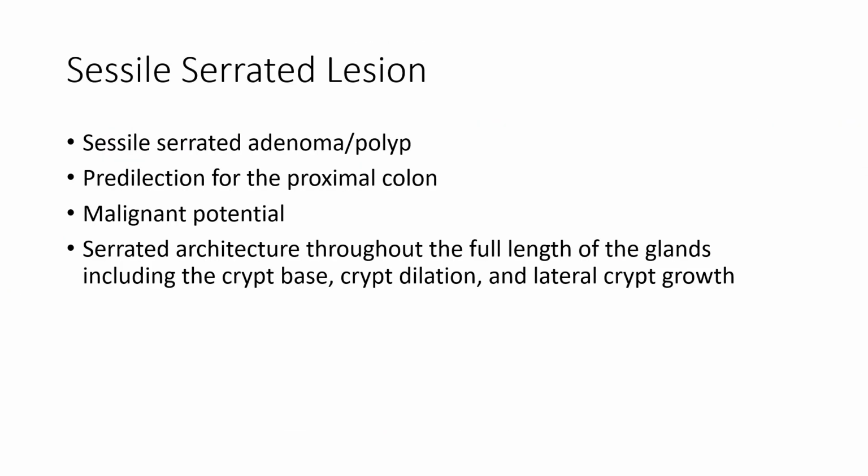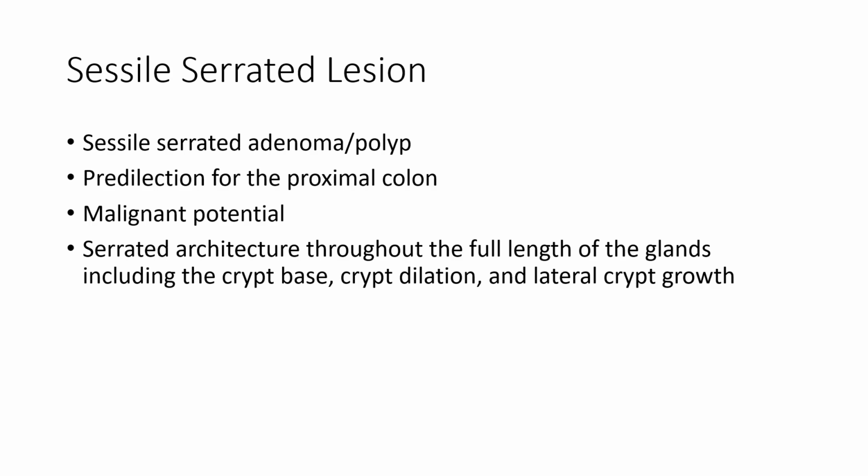Now we come to sessile serrated lesions. They are also referred to as sessile serrated adenoma/polyp. They have a predilection for the right colon, for the proximal colon. And if left within the patient and if they are large, they have an increased risk of developing into adenocarcinoma. They are characterized microscopically by the presence of serrations.